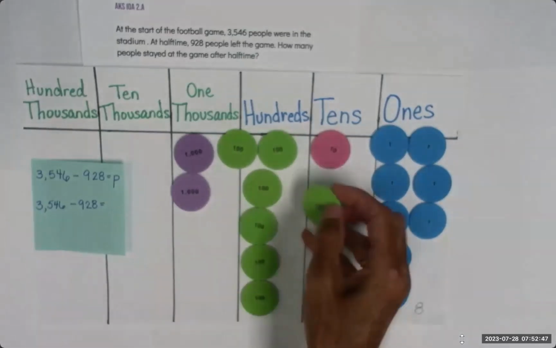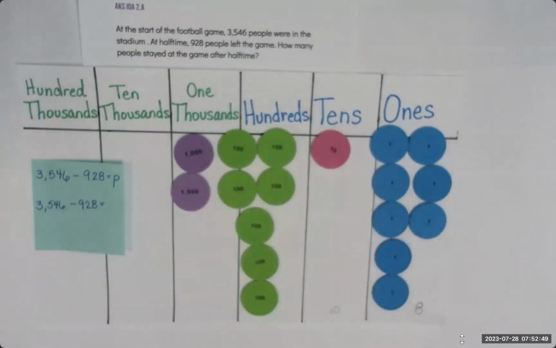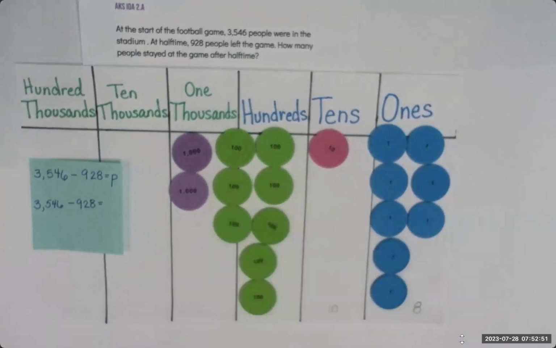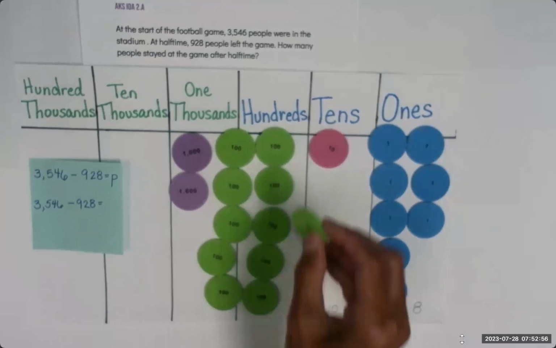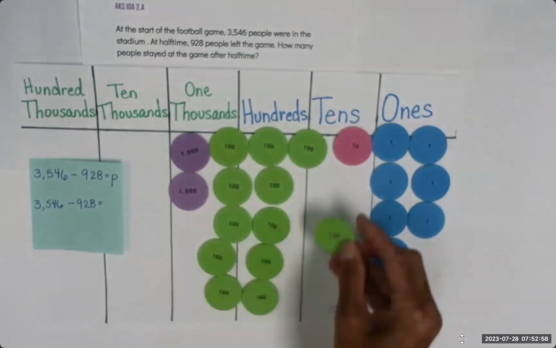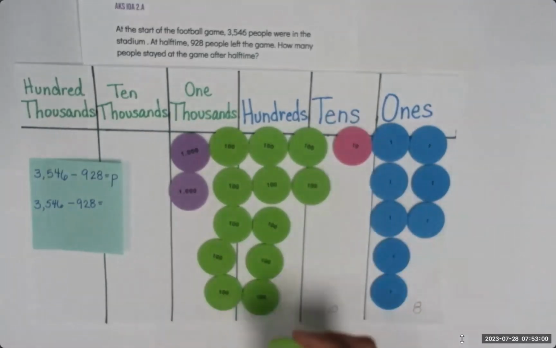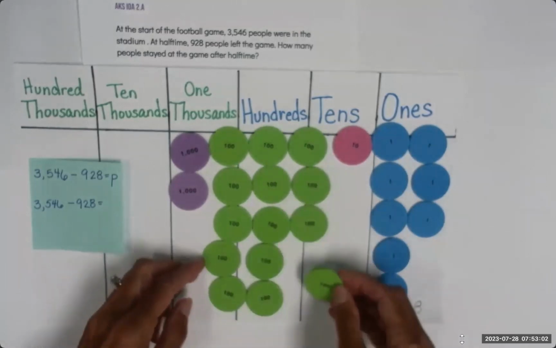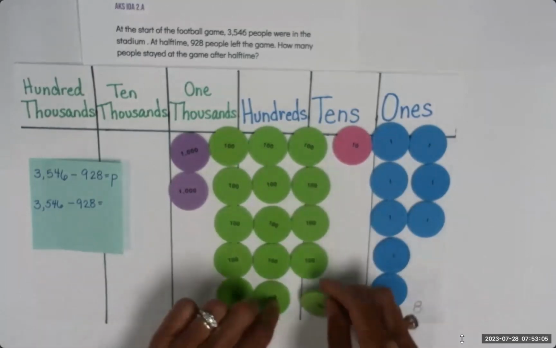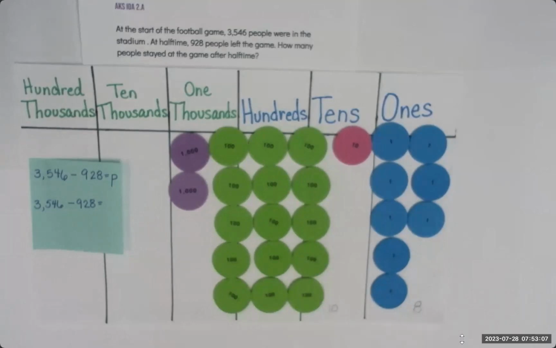1, 2, 3, 4, 5, 6, 7, 9, and then there's 10 or 1,000. All right, so now we have 1,500 in the hundreds place.